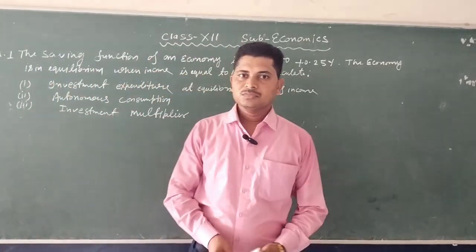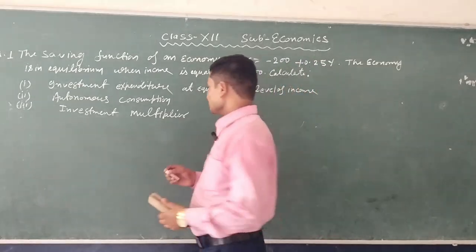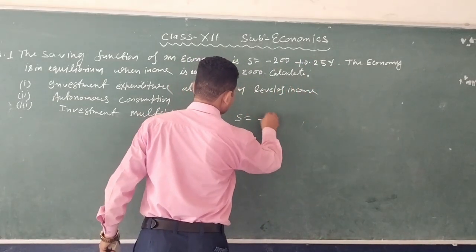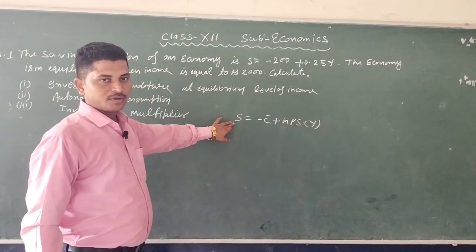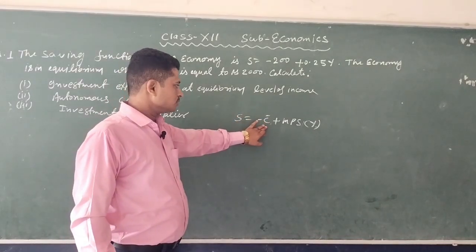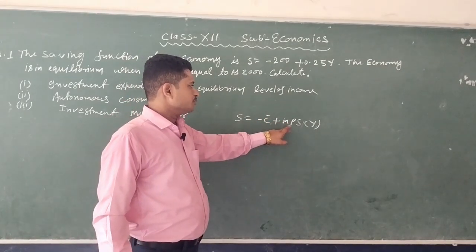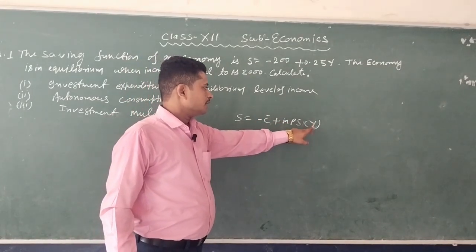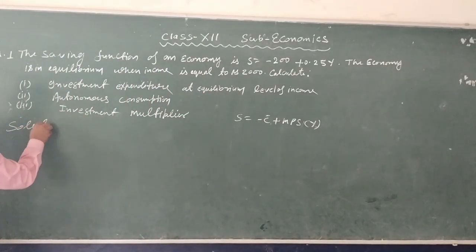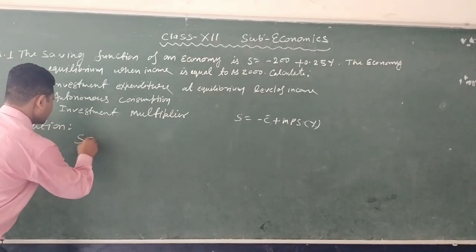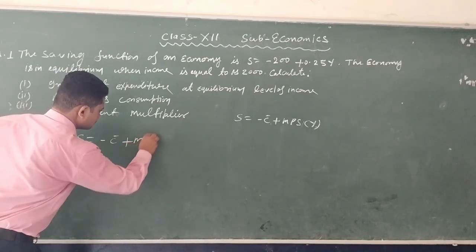In this question, the saving function is given. We know that saving function is S = -C bar + MPS Y, where S is saving, C bar is autonomous consumption, negative in case of the saving function, MPS means marginal propensity to save, and Y is income. So let us calculate. Saving equals minus C bar plus MPS Y.